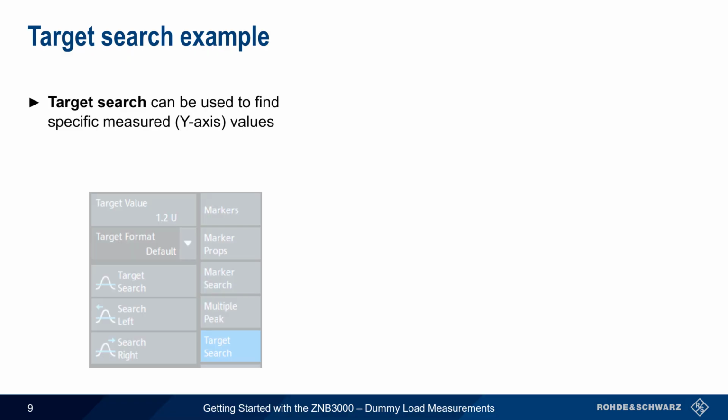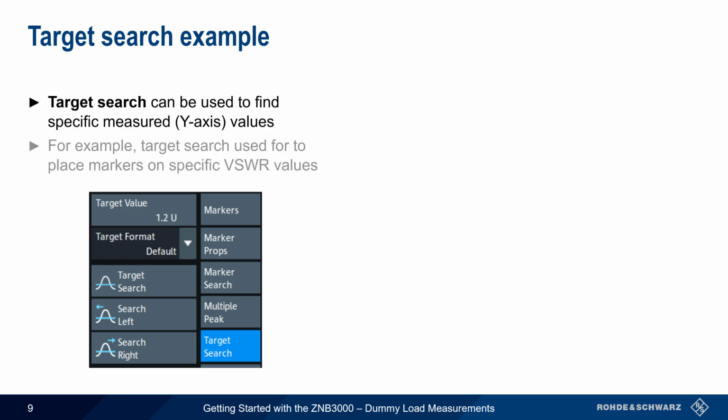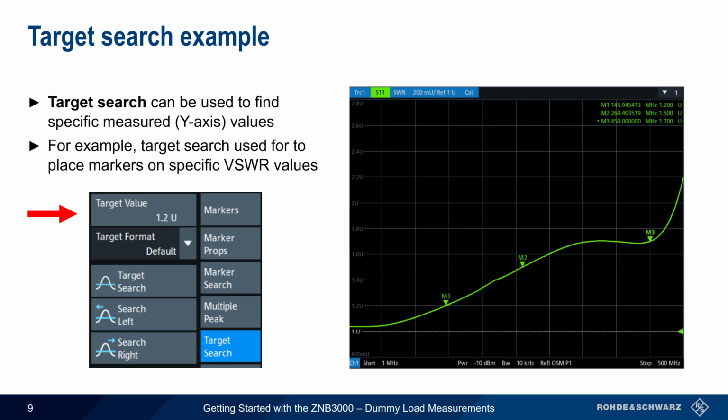For example, target search can be used to place markers on specified measured or y-axis values. A target value is entered, and the value can be searched left, right, or across the entire measurement trace.